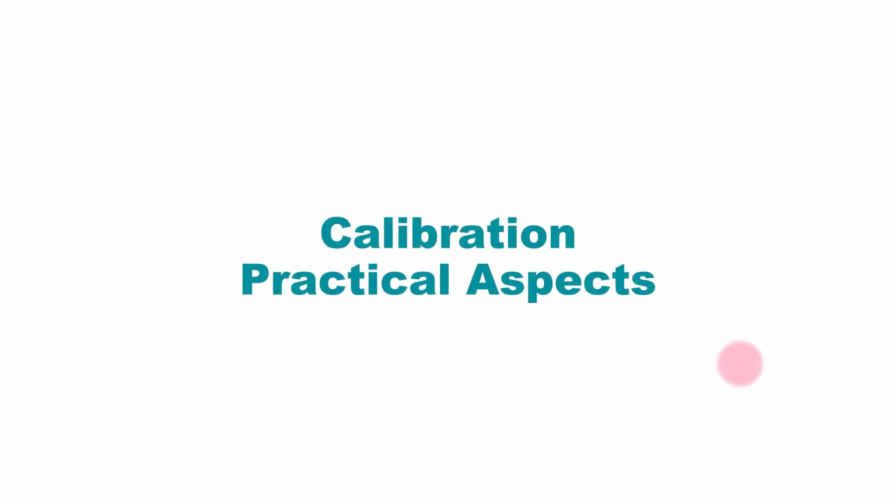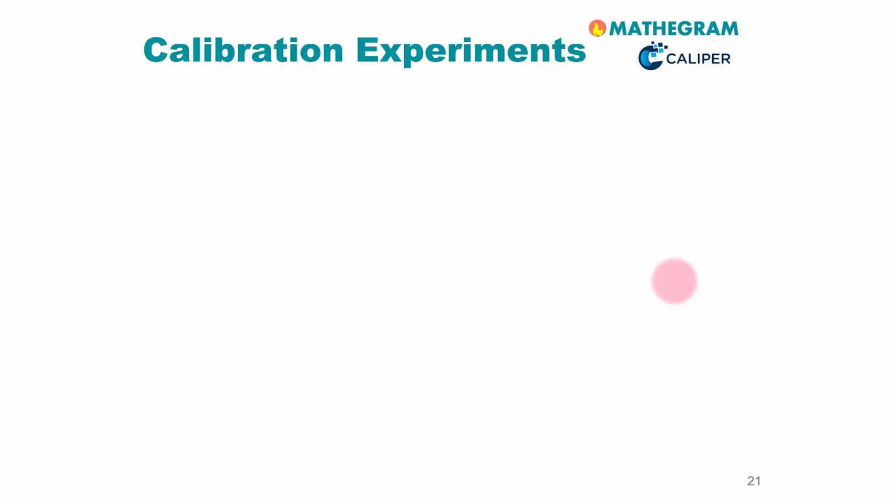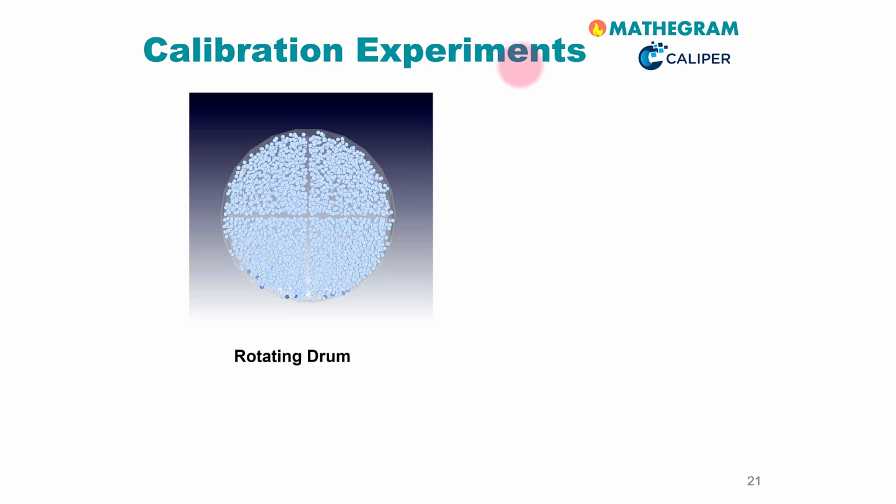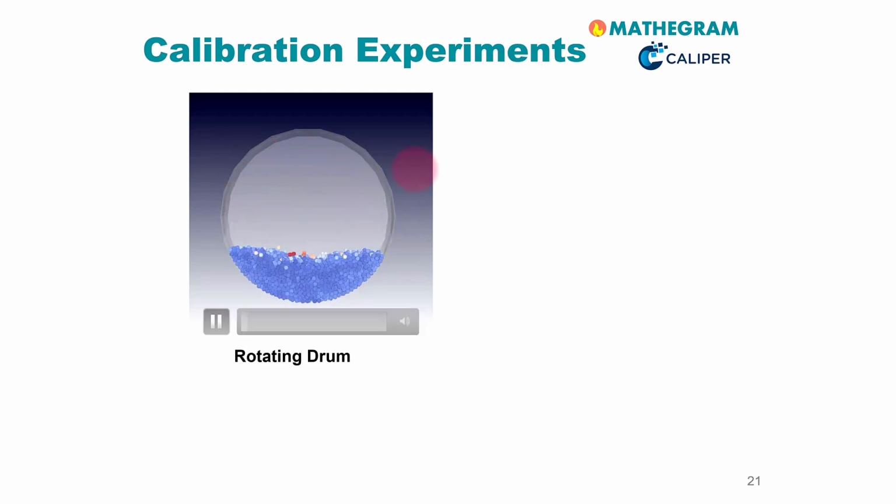In this part, I would like to discuss some practical aspects related to calibration. Therefore, we're going to start with an overview of the most important calibration experiments that I used. And these are the rotating drum experiments.